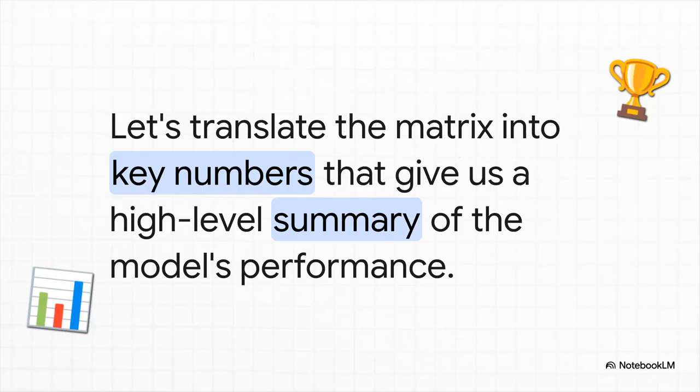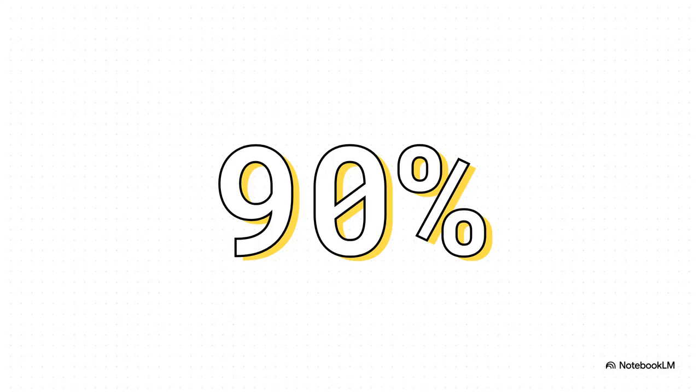Now, this matrix is fantastic, but we can actually distill it down even further into a few key numbers that give us a nice, high-level summary of how the model did. First up is the most famous one of all, accuracy. It's the one we all kind of get intuitively. It just answers a simple question: what percentage of the time was the model right? In this case, it got 9 out of 10 penguins correct, so that gives it a solid 90% accuracy score.